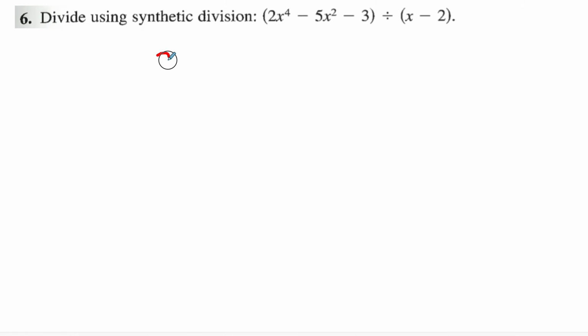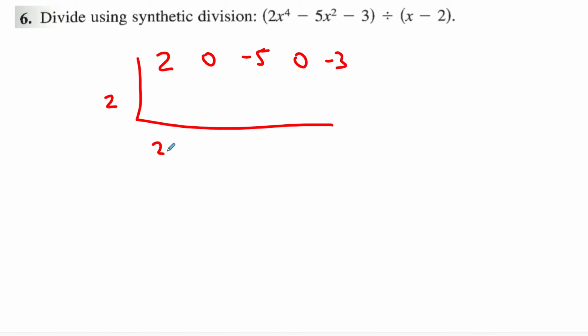Divide using synthetic division. Key thing here, well, two key things here. Don't forget to fill in zeros. 0x cubed, negative 5x squared, 0x minus 3. And when you're dividing by this factor, the actual root is 2.